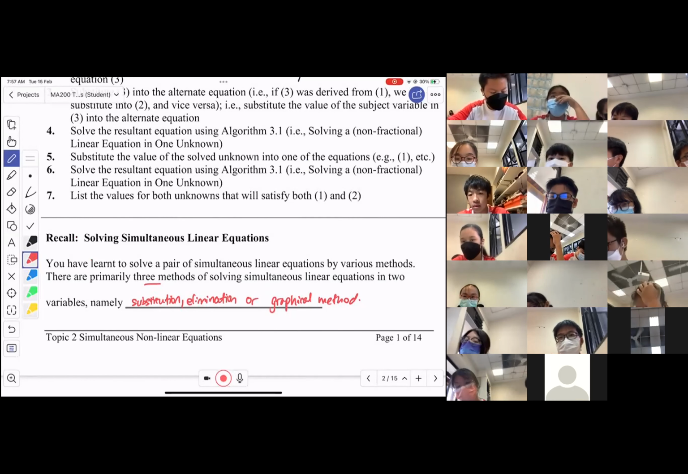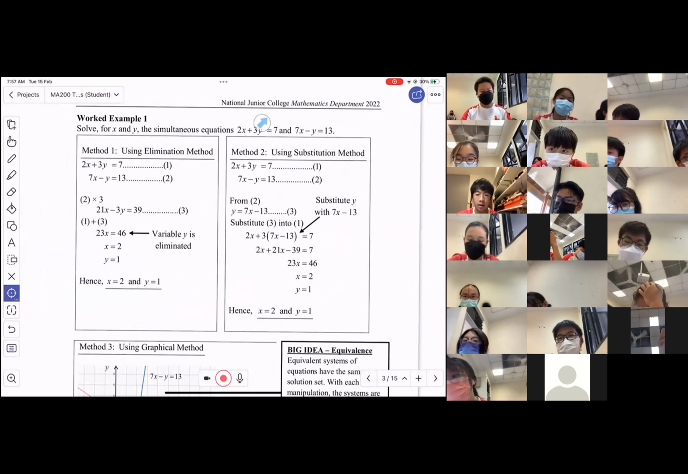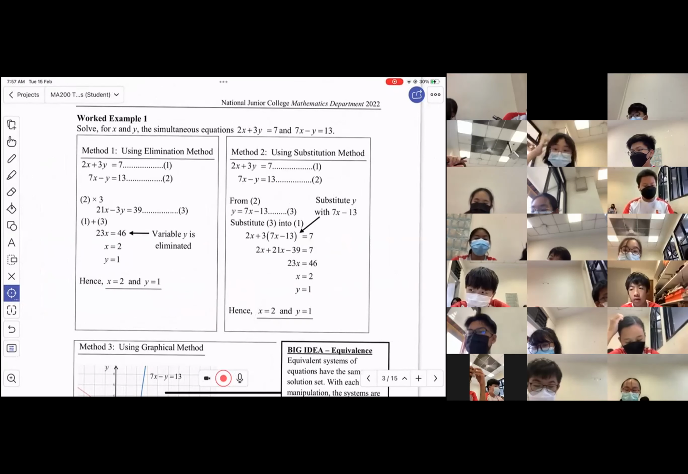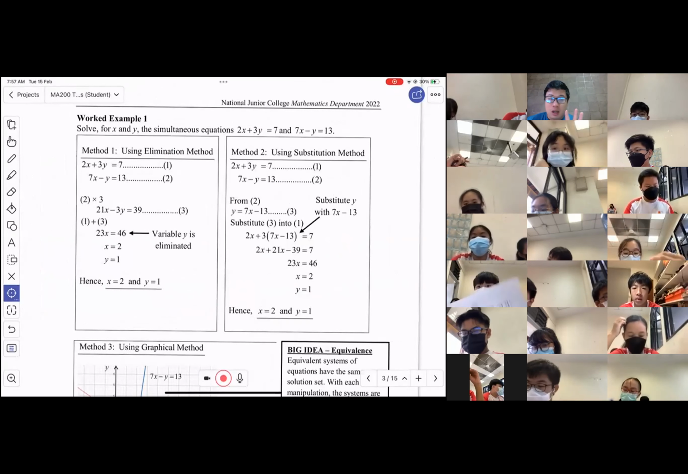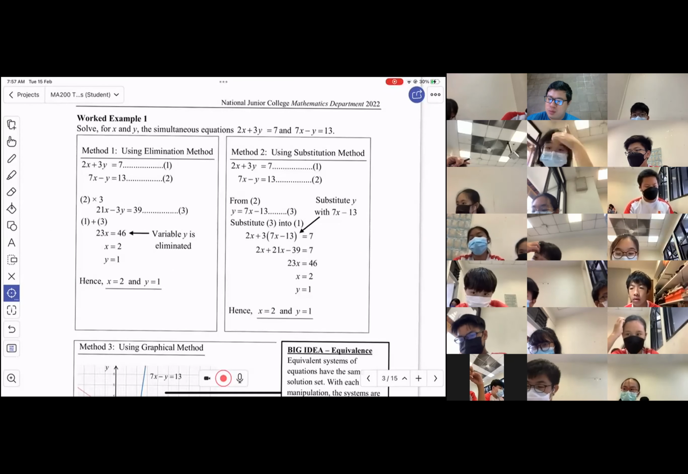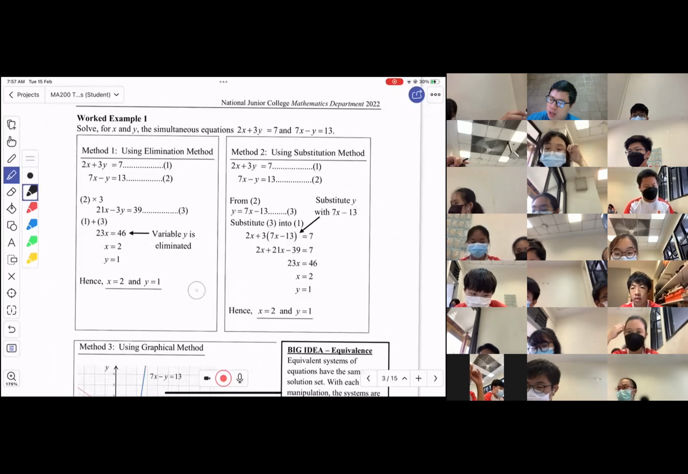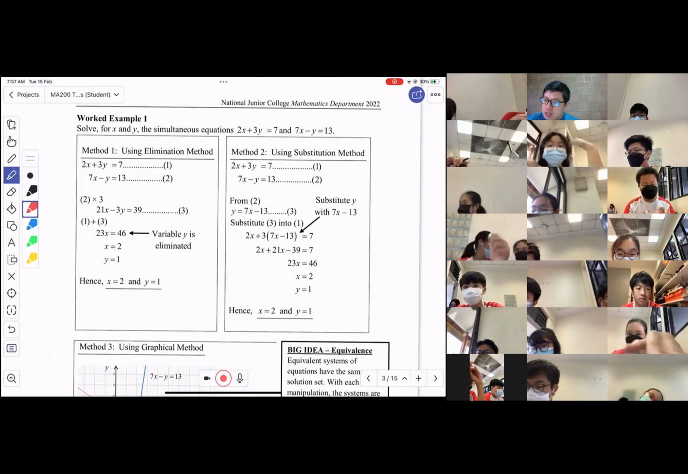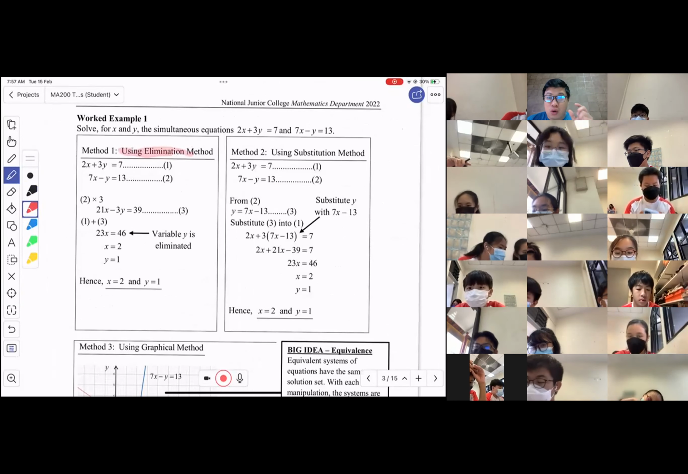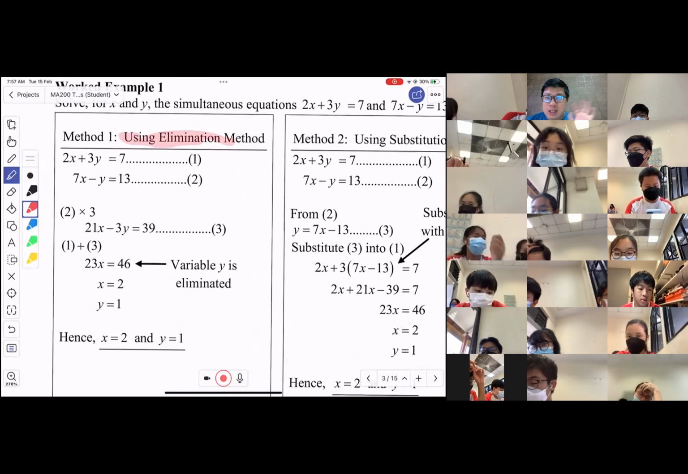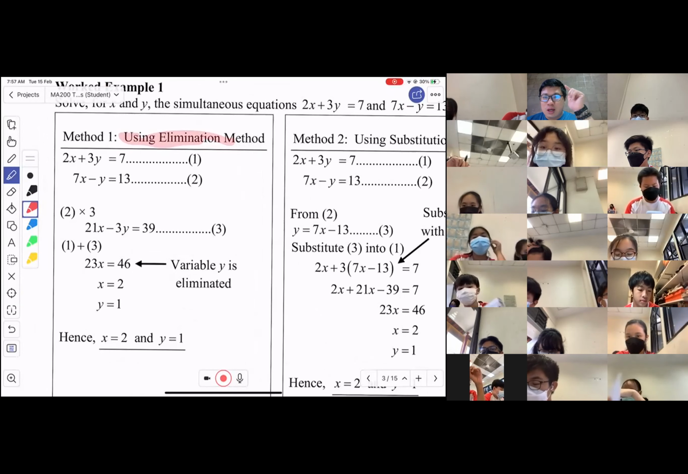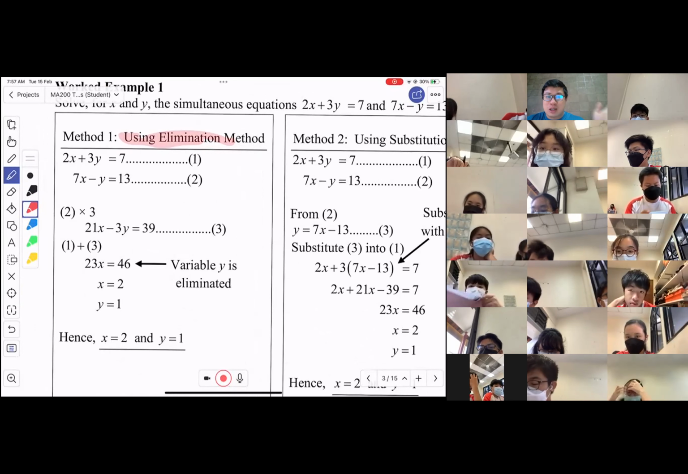This page is just to show you the three different ways. I think Mr. Wang went through this yesterday, right? So I'll go through it again now, just to be safe. The first one is by elimination. In elimination, you basically create the same variable, then you cancel it off.